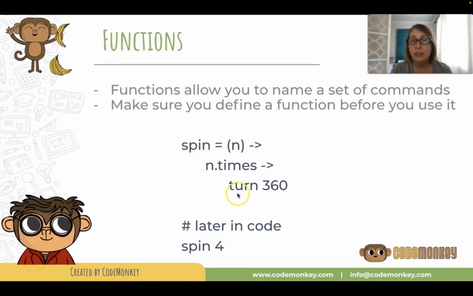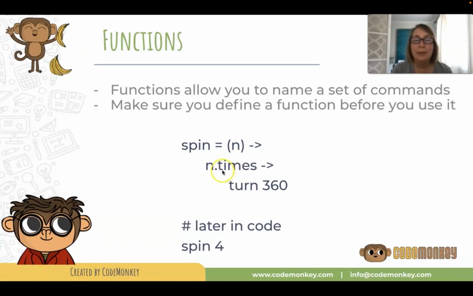So this is the function, and then later in the code, I'm calling the function spin, and I'm passing it 4. So this argument 4 gets passed into the parameter n. So n becomes 4. And then I'm spinning 4 times. If I would have had spin 5, then I would have spun 5 times.